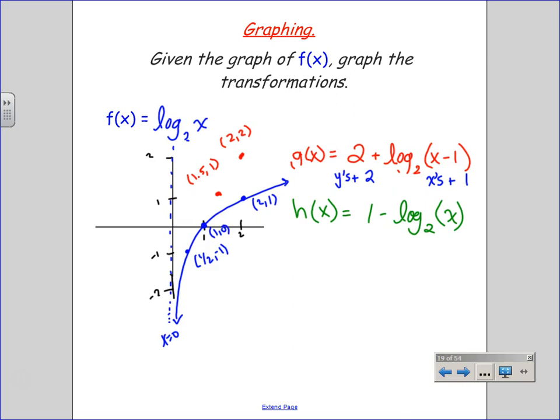This guy too, add 2 to the y. He's now at y is 3. Add 1 to the x. Going to have 3, 3.